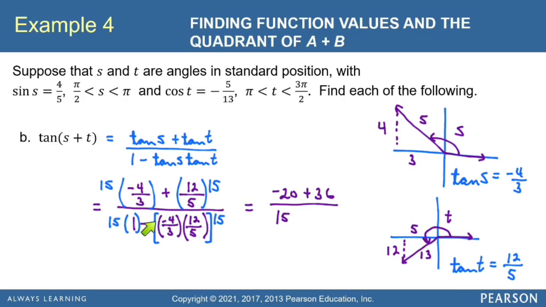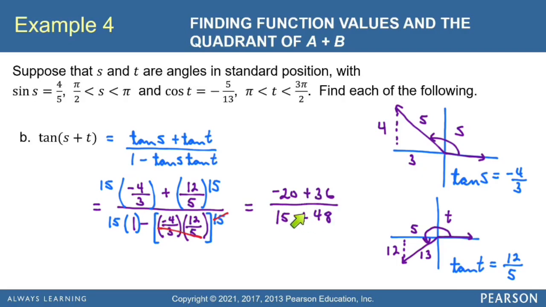Then let's deal with these signs here. This minus times this negative will give us a plus, and then this 15 will divide out both this 5 and this 3. And if that bothers you, just think about it this way. 3 times 5 is 15. So that 15 cancels that 15, and all we're left with for that second term in the bottom is 4 times 12, which is 48.